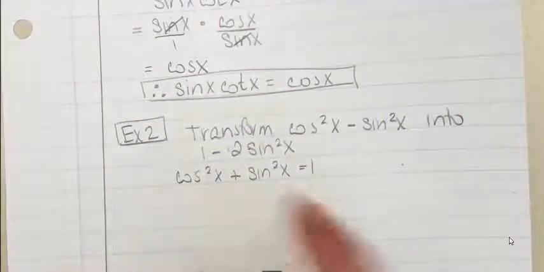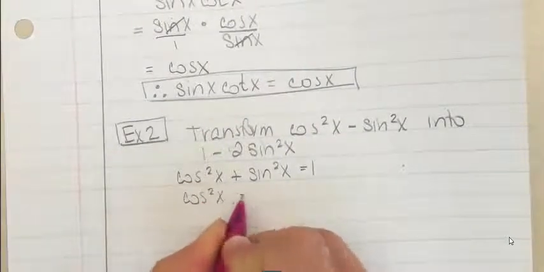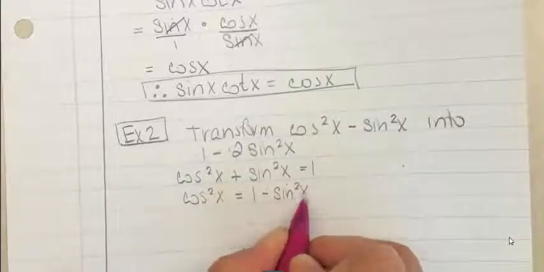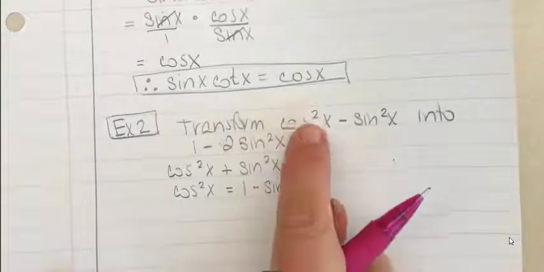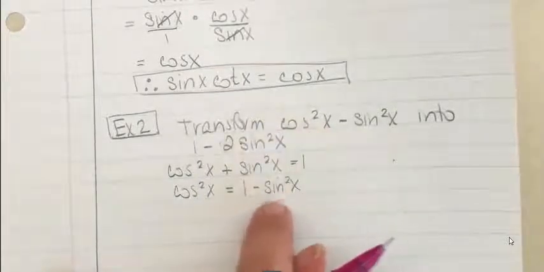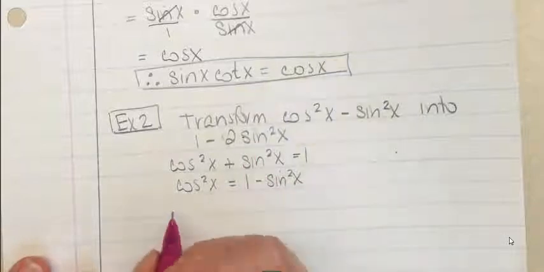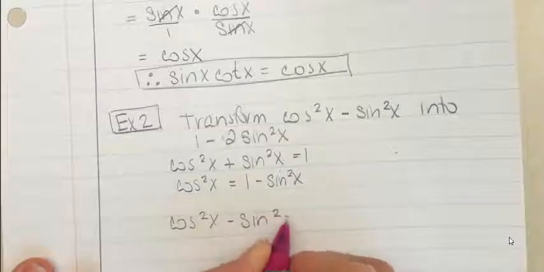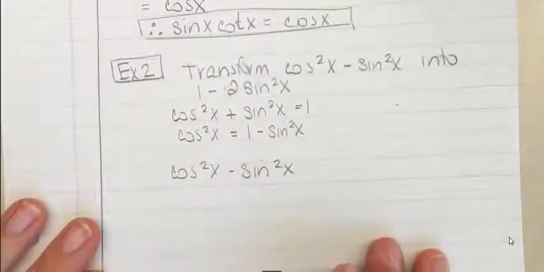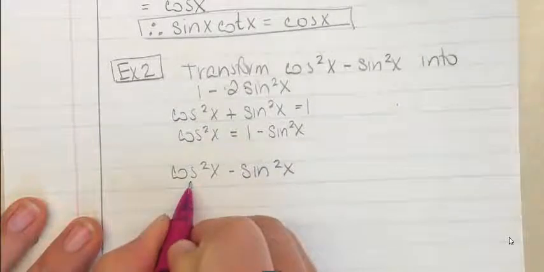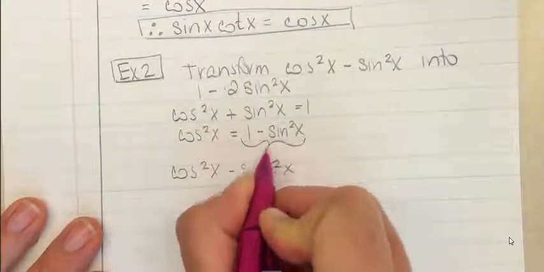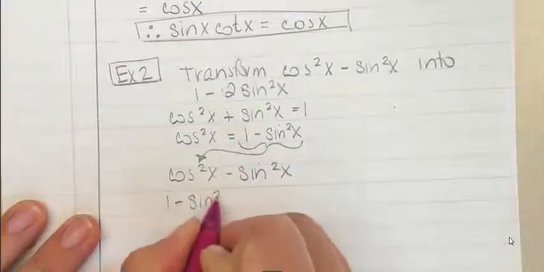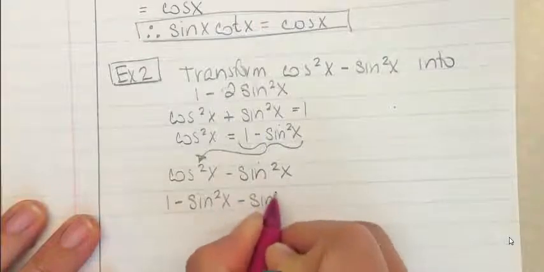So I can say, well, cosine squared is really the same thing, if I subtract sine squared from both sides, as 1 minus sine squared x. So how about instead of having cosine squared x, I plug in 1 minus sine squared x. Okay, so I'm going to take cosine squared x minus sine squared x, and instead of having cosine squared x, I'm going to take this value and plug it in right there, substitute it in. So I've got 1 minus sine squared x minus sine squared x.